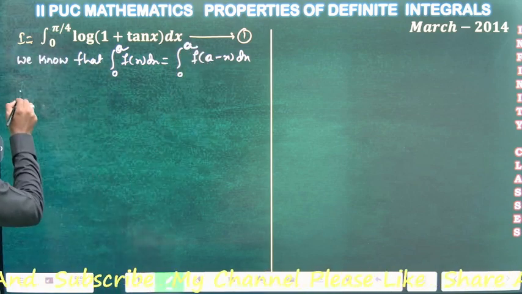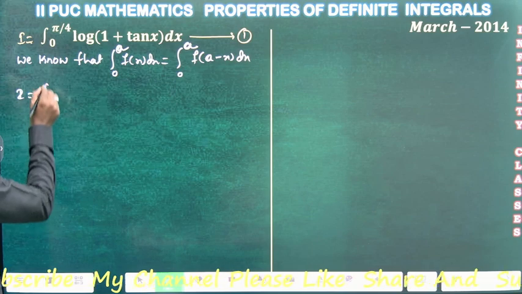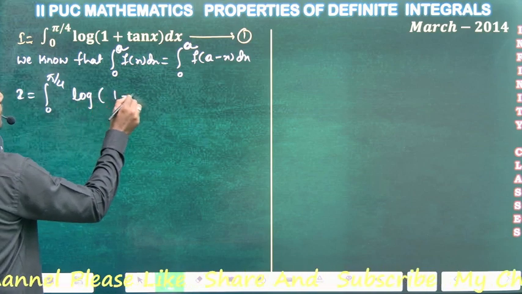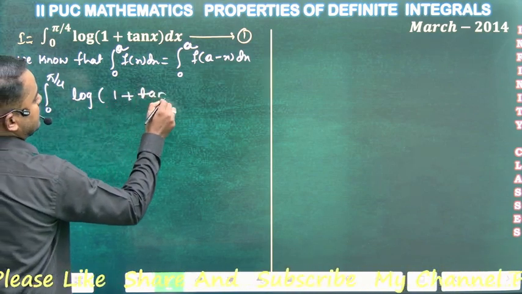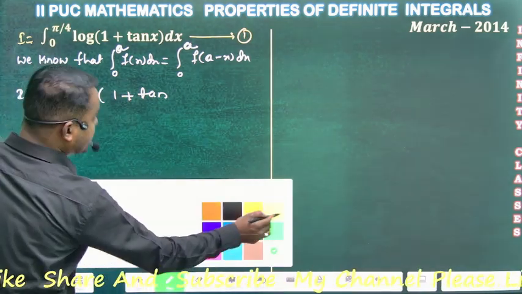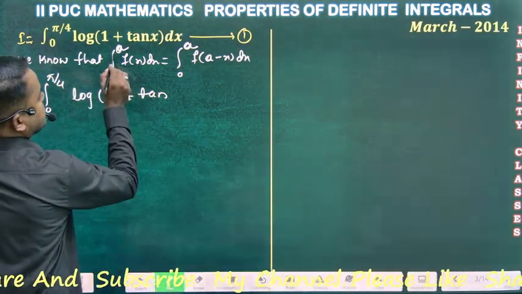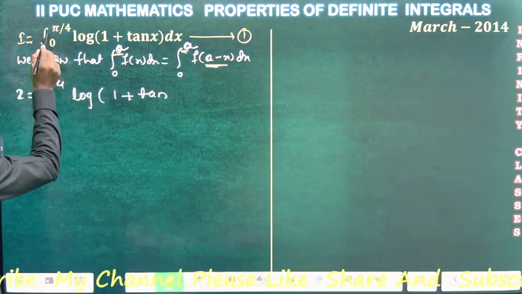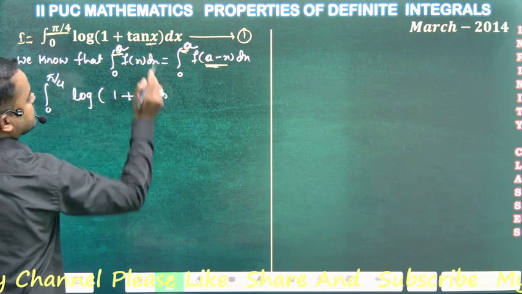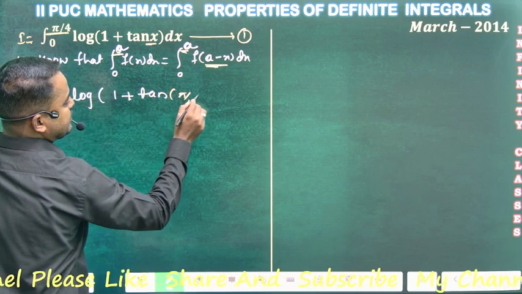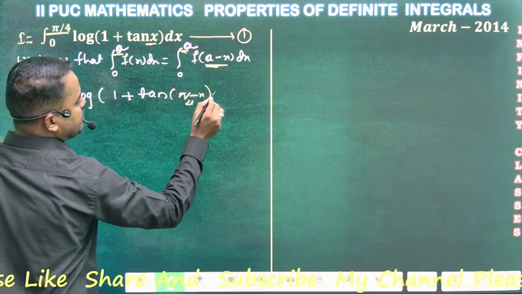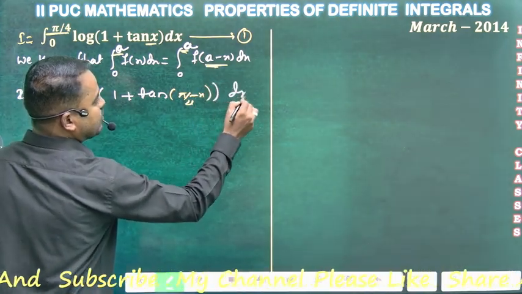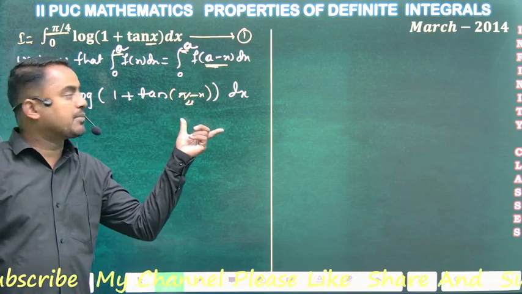Now I is equal to integration of 0 to 5/4 log of 1 plus tan x. Now we have to change x to a minus x. In the place of a we have 5/4, so x becomes 5/4 minus x. After applying the property, a minus x means 5/4 minus x.